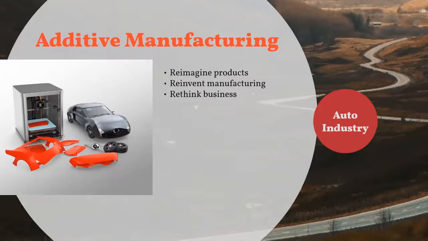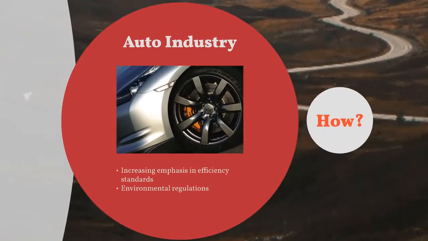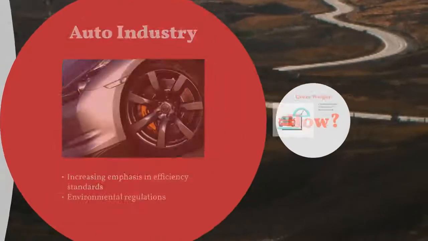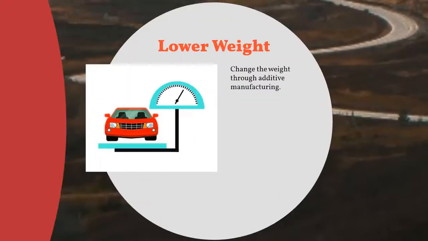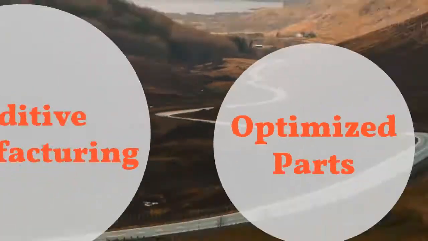do business. In the auto industry, we're seeing an increased emphasis in efficiency standards driven by environmental regulations. How can automotive manufacturers begin to meet efficiency requirements? An easy way is by lowering the weight of the car, and it's possible to alter the weight through additive manufacturing by making parts lighter while still maintaining strength and integrity.